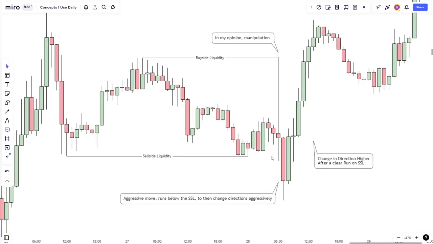So, as you can see here, what is it that happens? We had the level that we were discussing just a couple seconds ago, and then price goes aggressively through it, right?